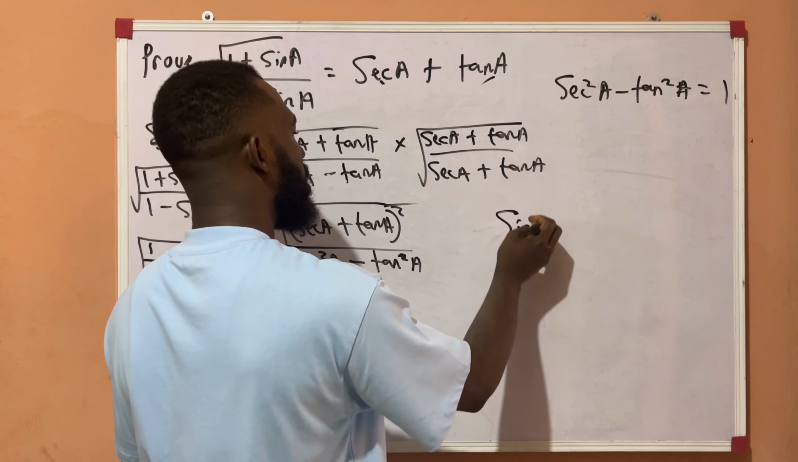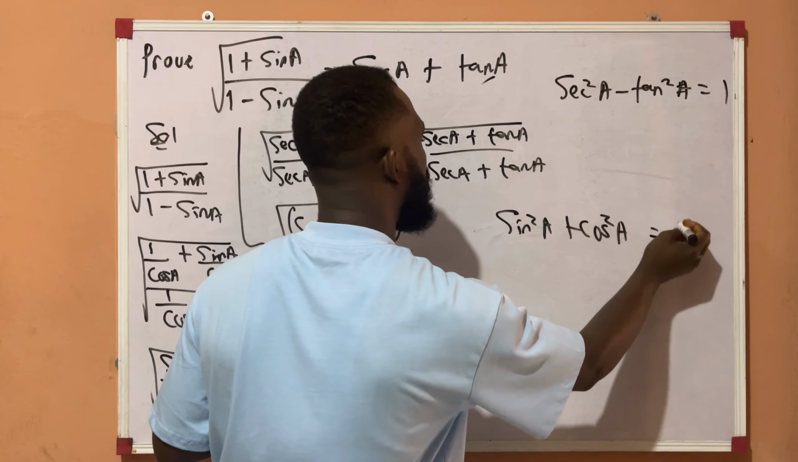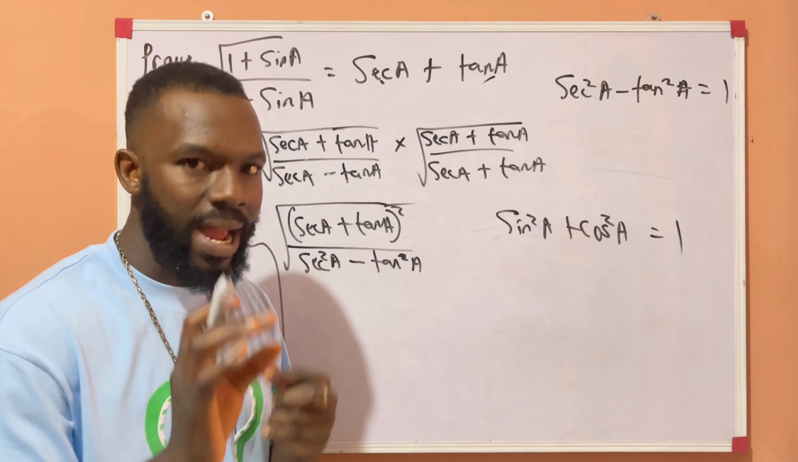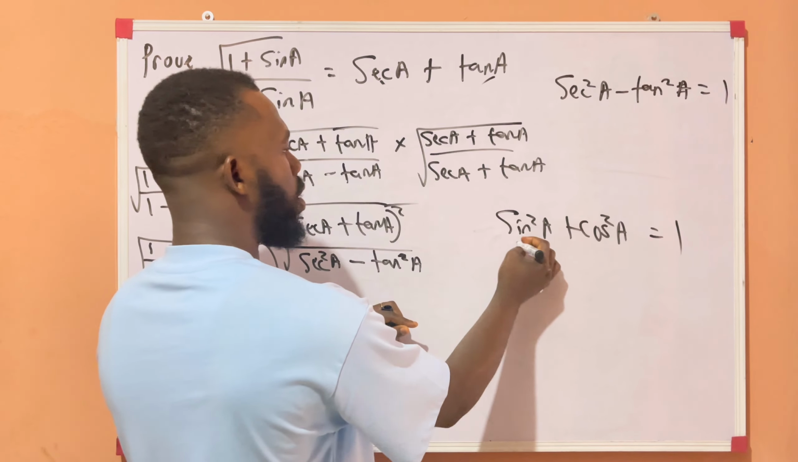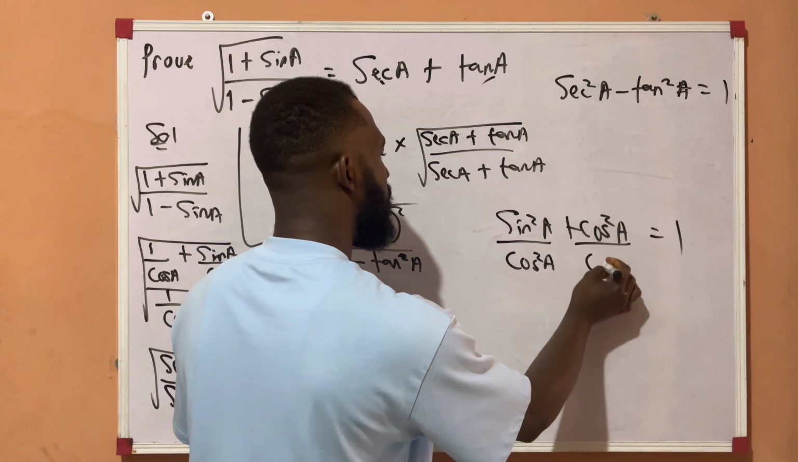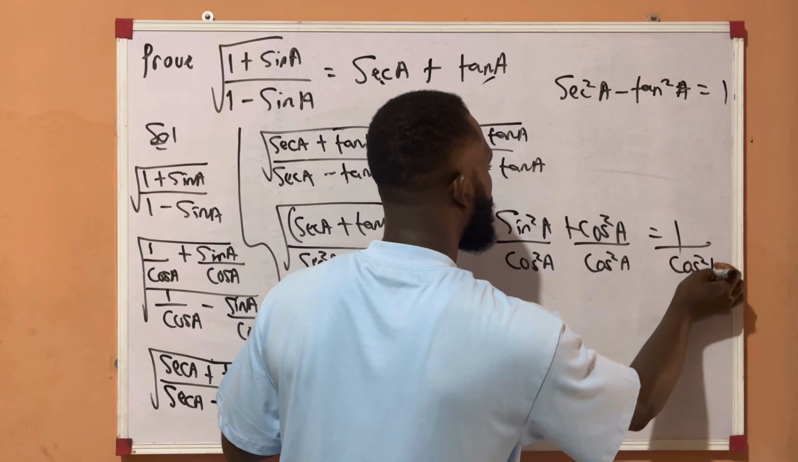sin square A plus cos square A is equal to 1. This is what we are going to do. We are going to divide all through by cos square A. Alright. Now if we do that, we're going to get this. Here becomes over cos square A, here becomes over cos square A, here also becomes over cos square A.